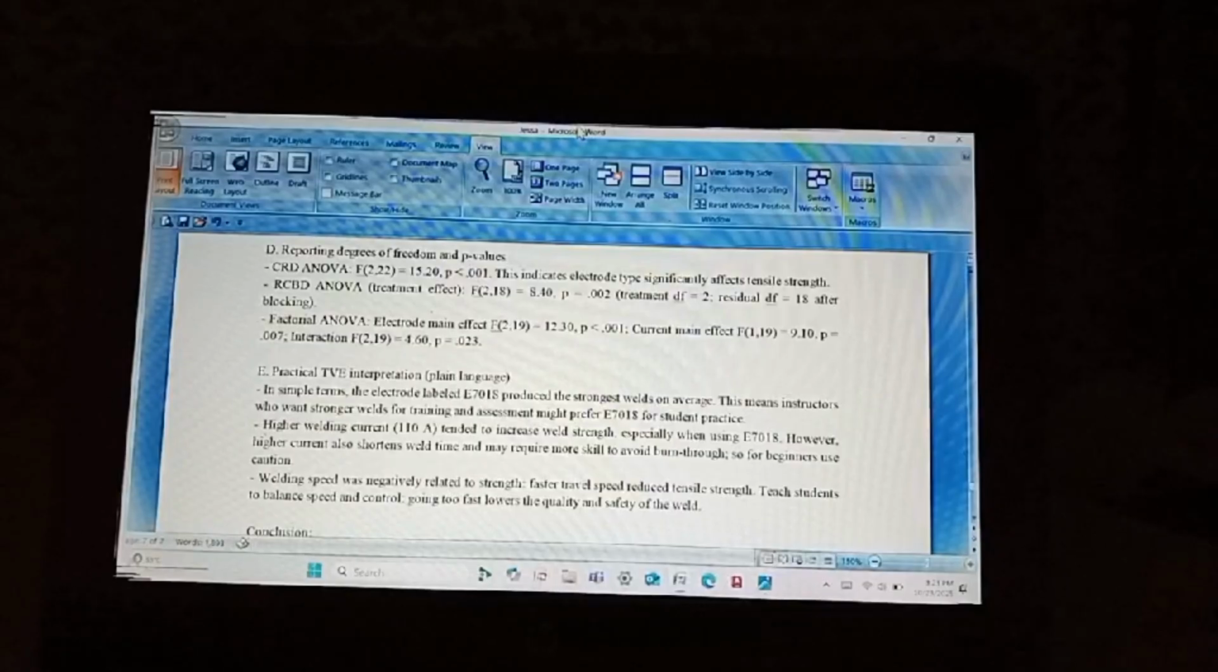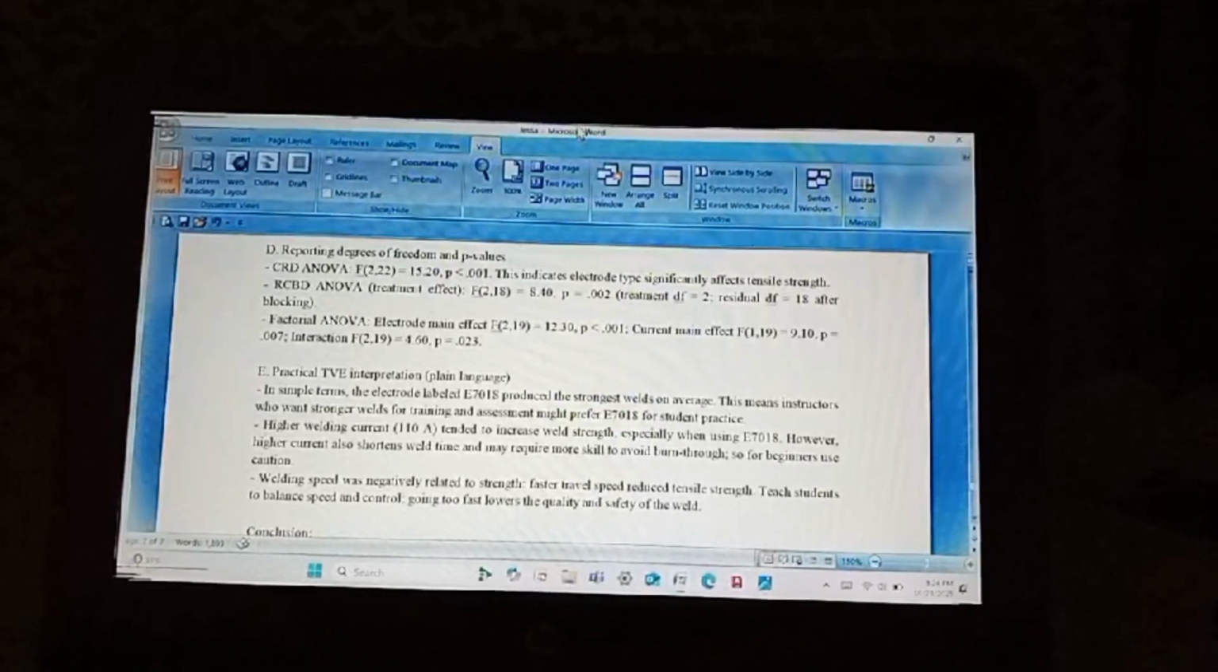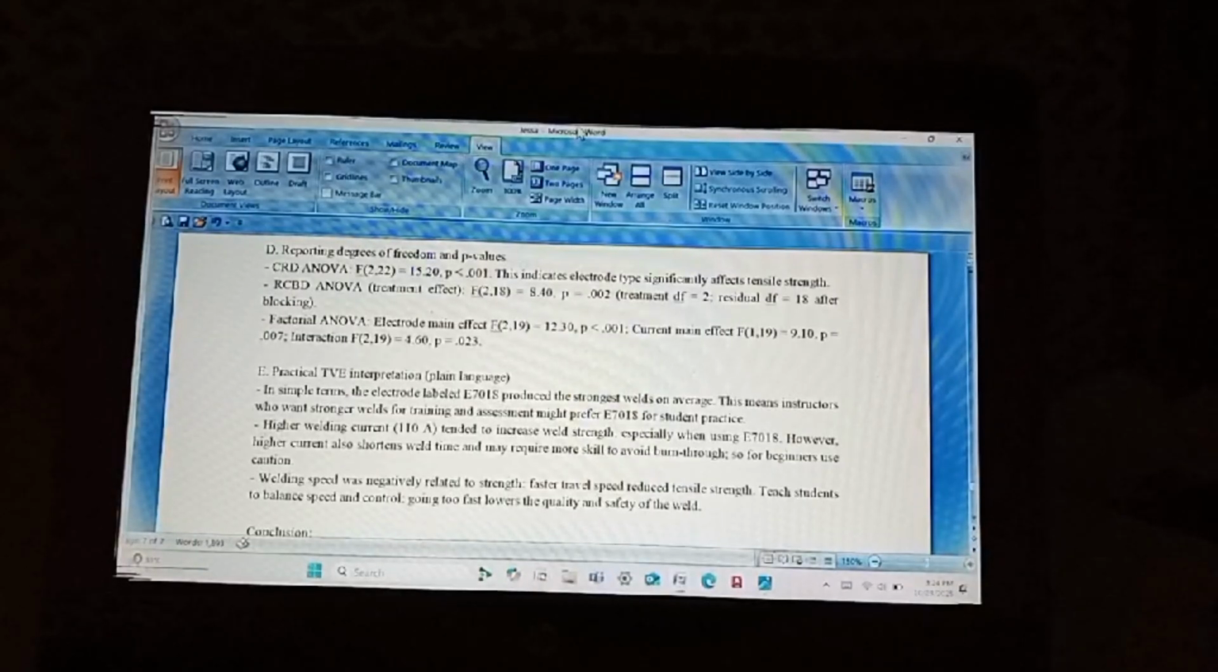Factorial ANOVA electrode main effect: F(2,19) equals 12.30, p is less than 0.01. Current main effect: F(1,19) equals 9.10, p equals 0.007. Interaction: F(2,19) equals 4.60, p equals 0.023.